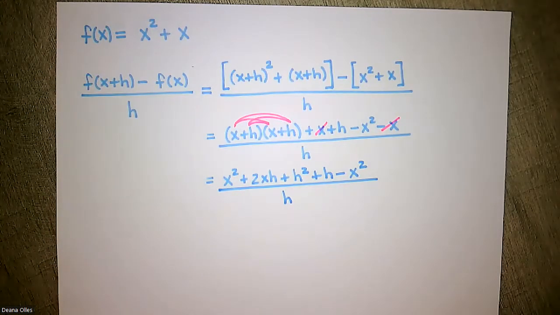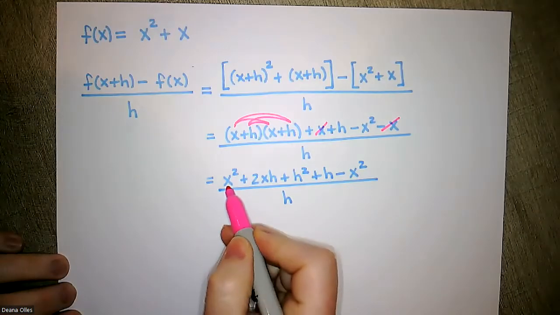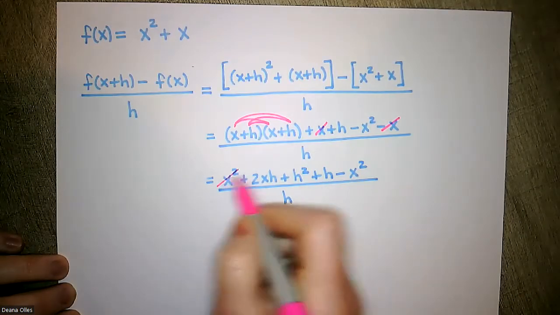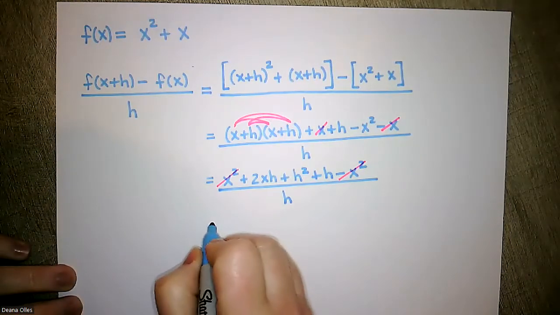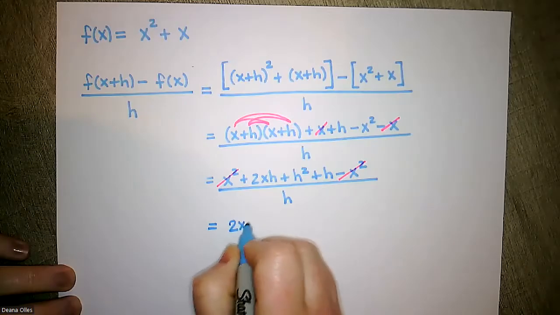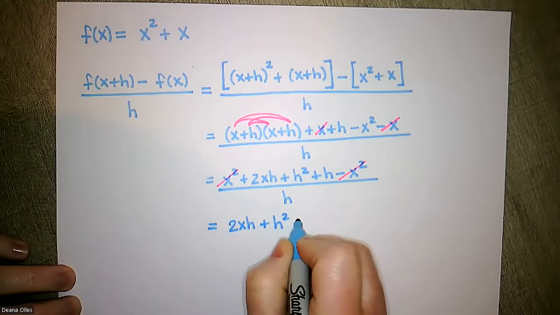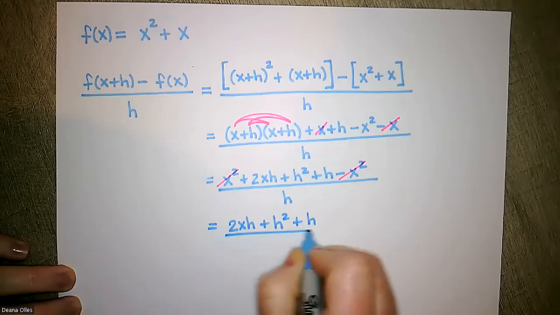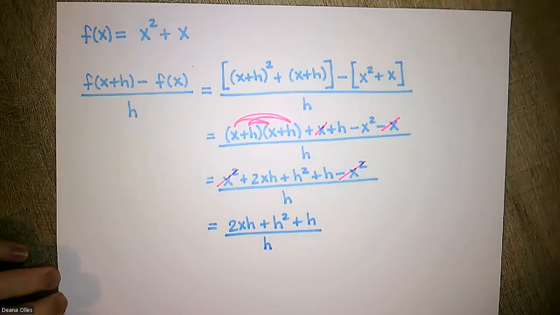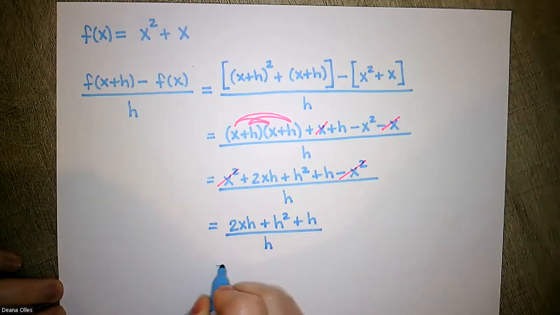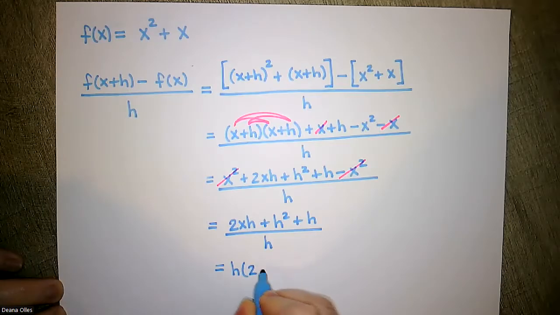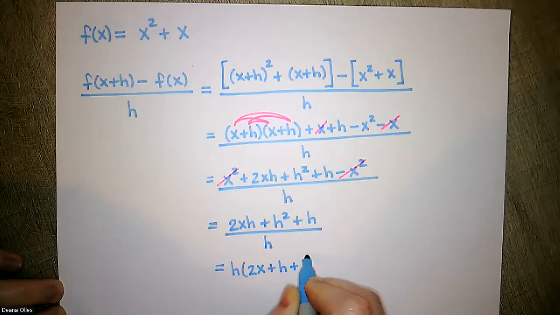And again, I want to see if there's anything I can cancel as I work through this. And I see I have a positive x squared and a negative x squared. So those terms are going to cancel as well. All right, and so now I have 2xh plus h squared plus h all divided by h. And I notice that I have a common factor of h in the numerator, so I can go ahead and factor the h out, and that will leave me with 2x plus h plus 1 all divided by h.